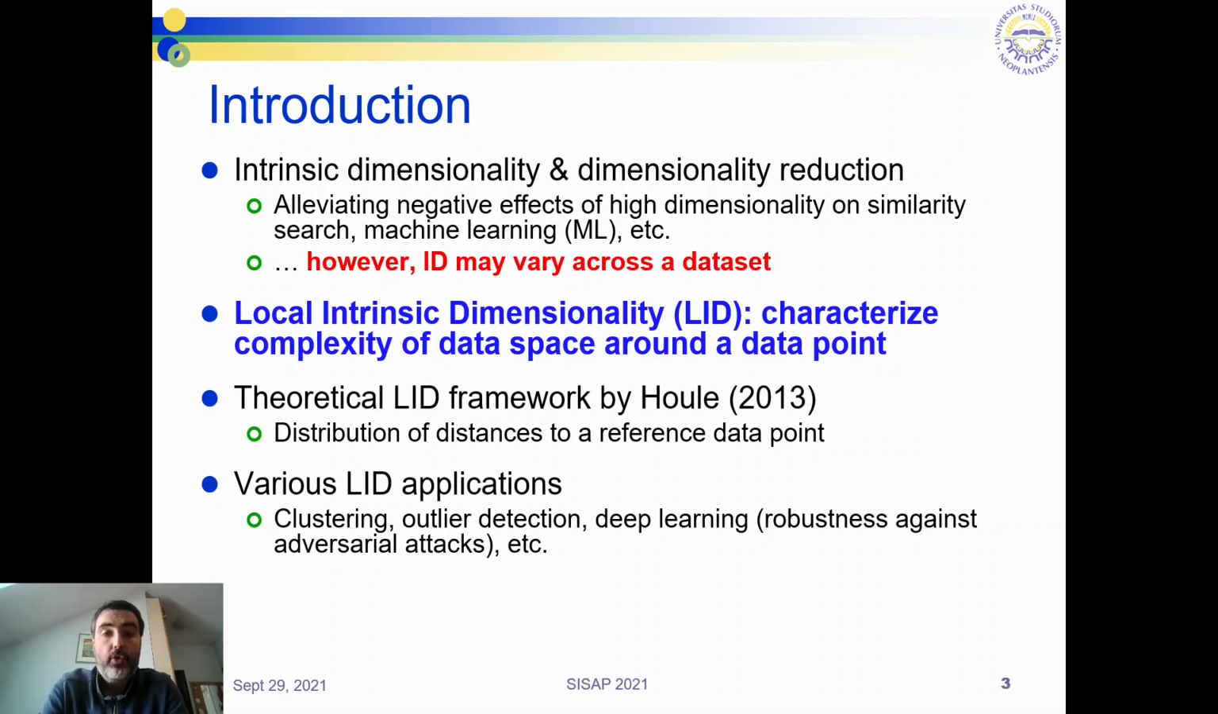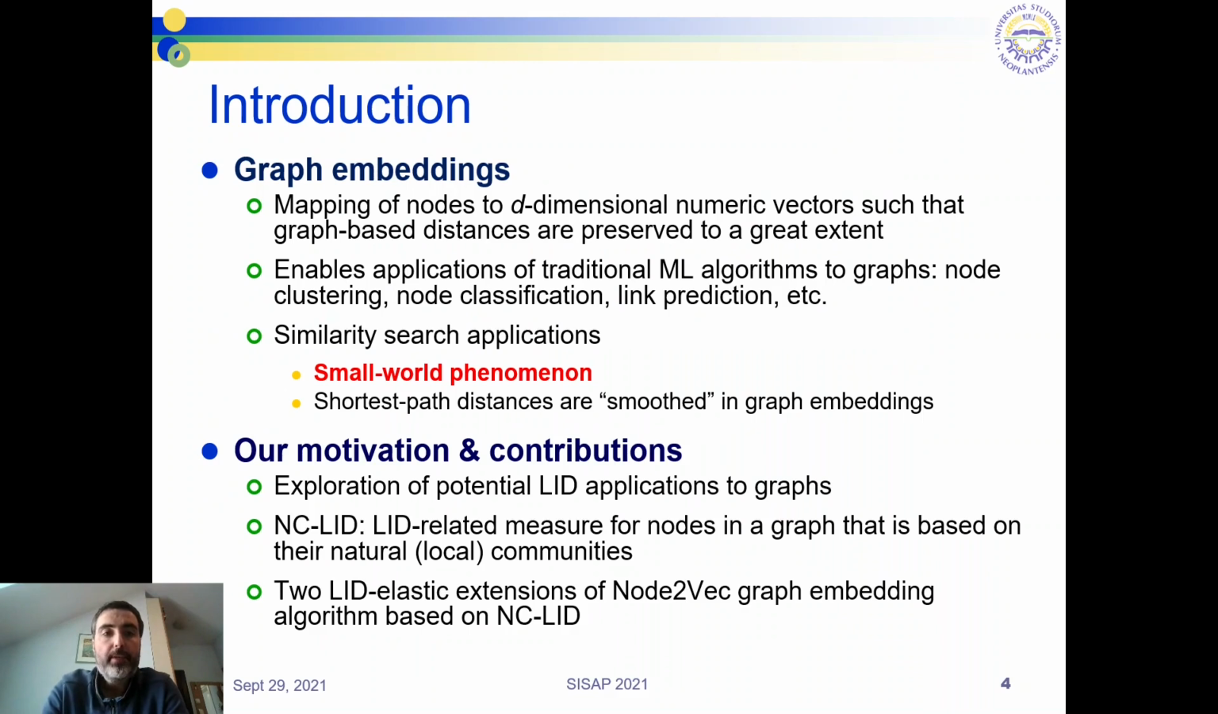This is where the notion of local intrinsic dimensionality, or LID, comes in, which characterizes the complexity of the data space around a data point, one data point. Similar work on this was done by Michael Houle in 2013 and onwards. His notion of LID is based on the distribution of distances to a specific point of interest. This work and estimators of LID based on it were applied to various tasks like clustering, outlier detection, deep learning, and so on.